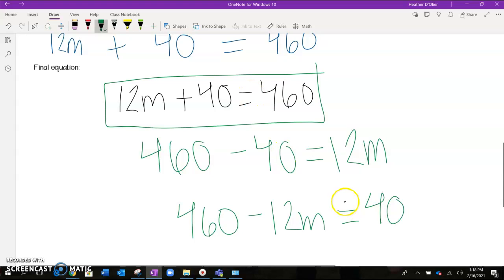Okay, but notice how the 40 wasn't being added to the 460. The 12 monthly fee wasn't being added to the 460 because it doesn't make sense. So as long as your equation makes sense, that's what matters.